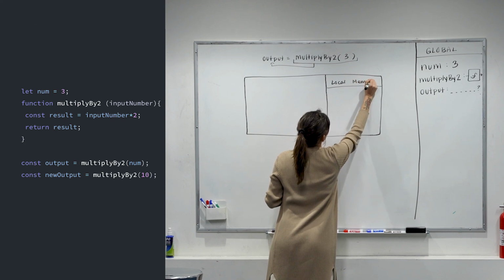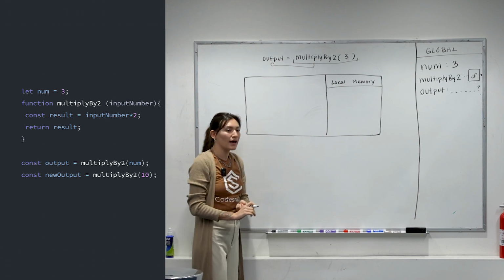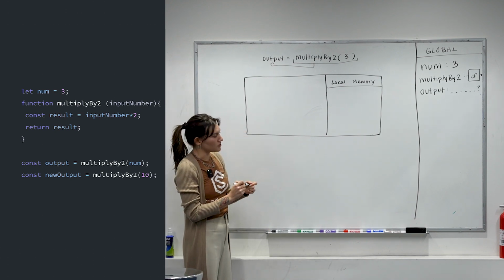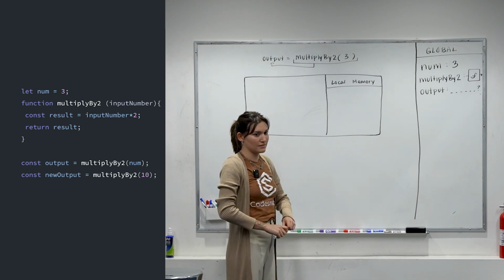All right, super duper. We invoke the function. We have our execution context set up. Dennis, what is the first thing that we need to do? In the local? Yes.